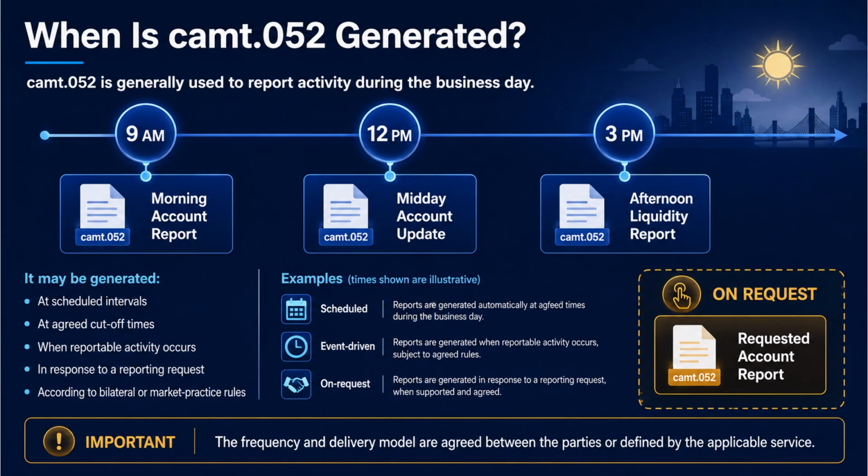When is camt.052 generated? camt.052 is generally used to report account activity during the business day. It may be generated at scheduled intervals, at agreed cutoff times, when reportable activity occurs, or in response to a reporting request. For example, a bank might provide a morning account report, a midday update, or an afternoon liquidity report. The times shown here, 9 a.m., 12 p.m., and 3 p.m., are only examples. They are not mandatory camt.052 reporting times. The actual frequency and delivery model depend on the service, applicable market practice rules, and the agreement between the parties.